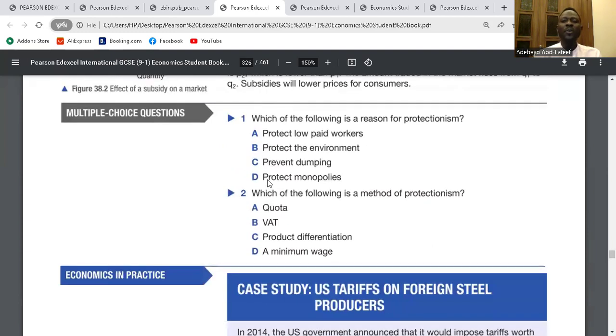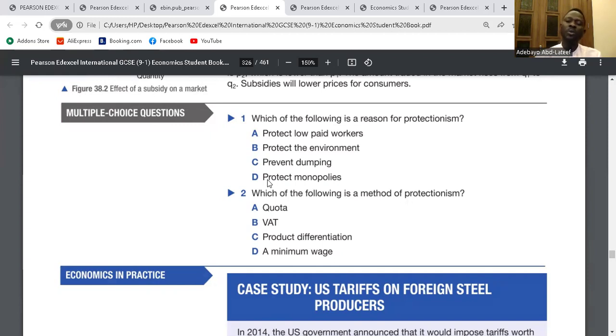Number 1. Which of the following is the reason for protectionism? To prevent dumping. C. Good. So let's check the options. Protect low-paid workers. When we talk about protecting low-paid workers, it's about employment, we call it employment regulations or employment policies. So it's not about protectionism. To protect the environment, we have environmental protection, not trade protectionism. Clear? The third one, preventing dumping, which is the answer anyway.